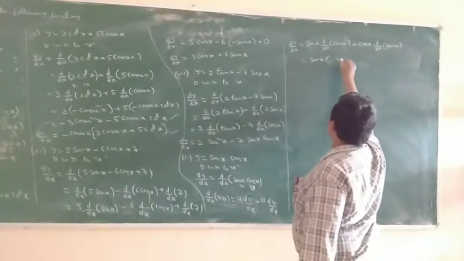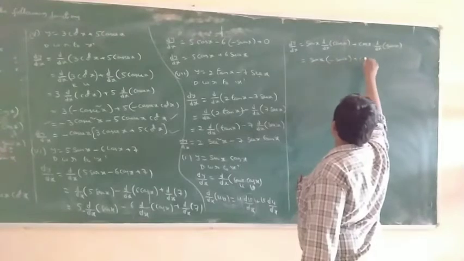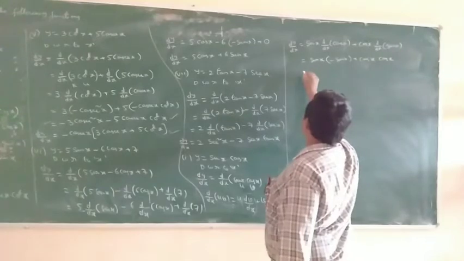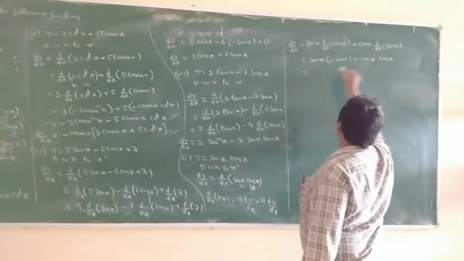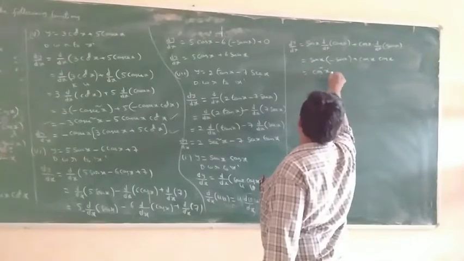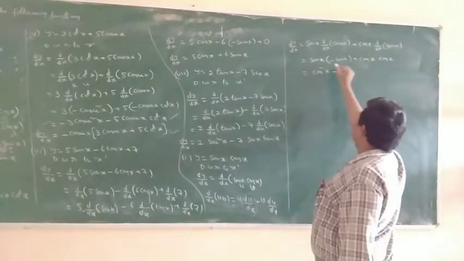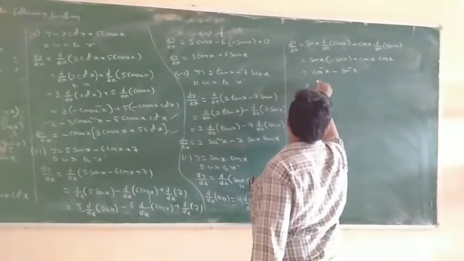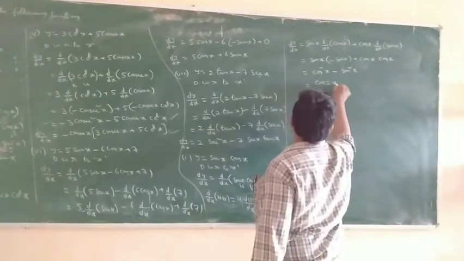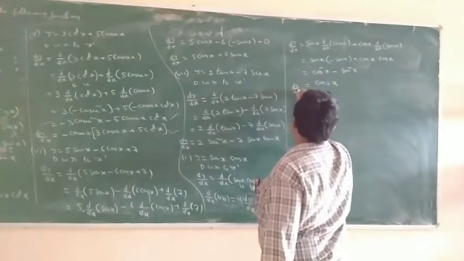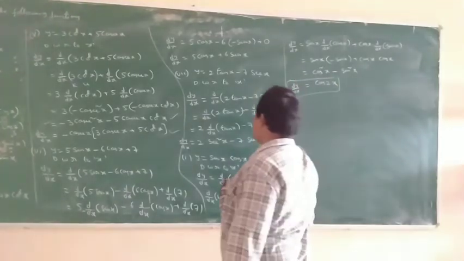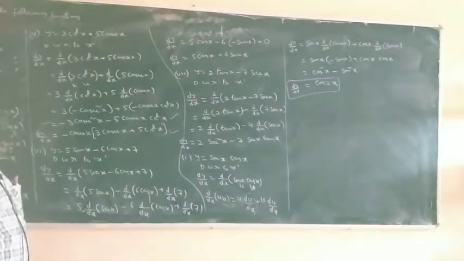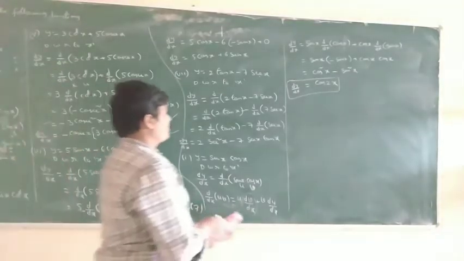Derivative of cos x is equal to minus sin x, plus cos x into derivative of sin x, which is cos x. So that is equal to cos x into cos x, cos square x, minus sin x into sin x, sin square x. Cos square x minus sin square x is equal to cos 2x. Trigonometric formula: cos square x plus sin square x is equal to 1, and cos square x minus sin square x is equal to cos 2x.